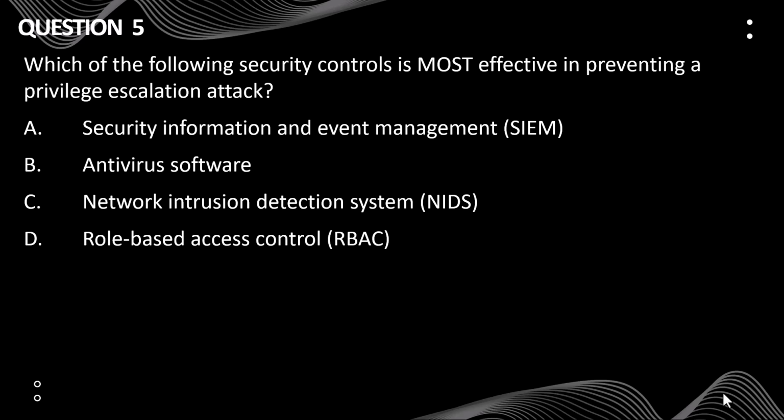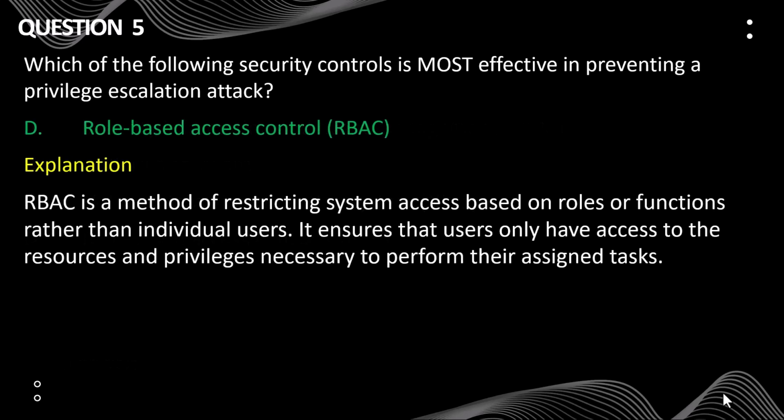In this, the correct answer would be option D. Role-based access control would be the most effective in preventing a privilege escalation attack. Role-based access control is a method that restricts system access based on the roles or functions of users rather than the individual users themselves. It ensures that users only have access to the resources and privileges that are necessary to perform their assigned tasks or roles.